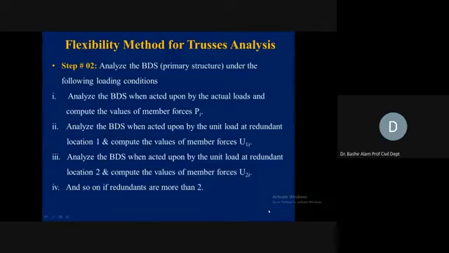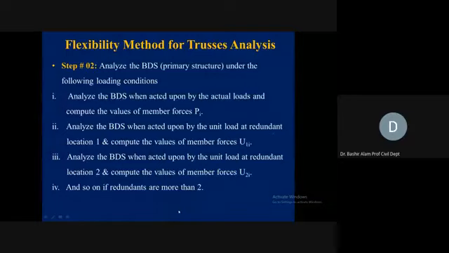Now, for which conditions are you going to analyze the primary structure? First, under the actual loads, which will generate the capital P values, and then under the application of the unit loads, which will give you your U1, U2, and so on values. This I is showing the members; I starts from 1 to N. So that subscript is coming from the member number.